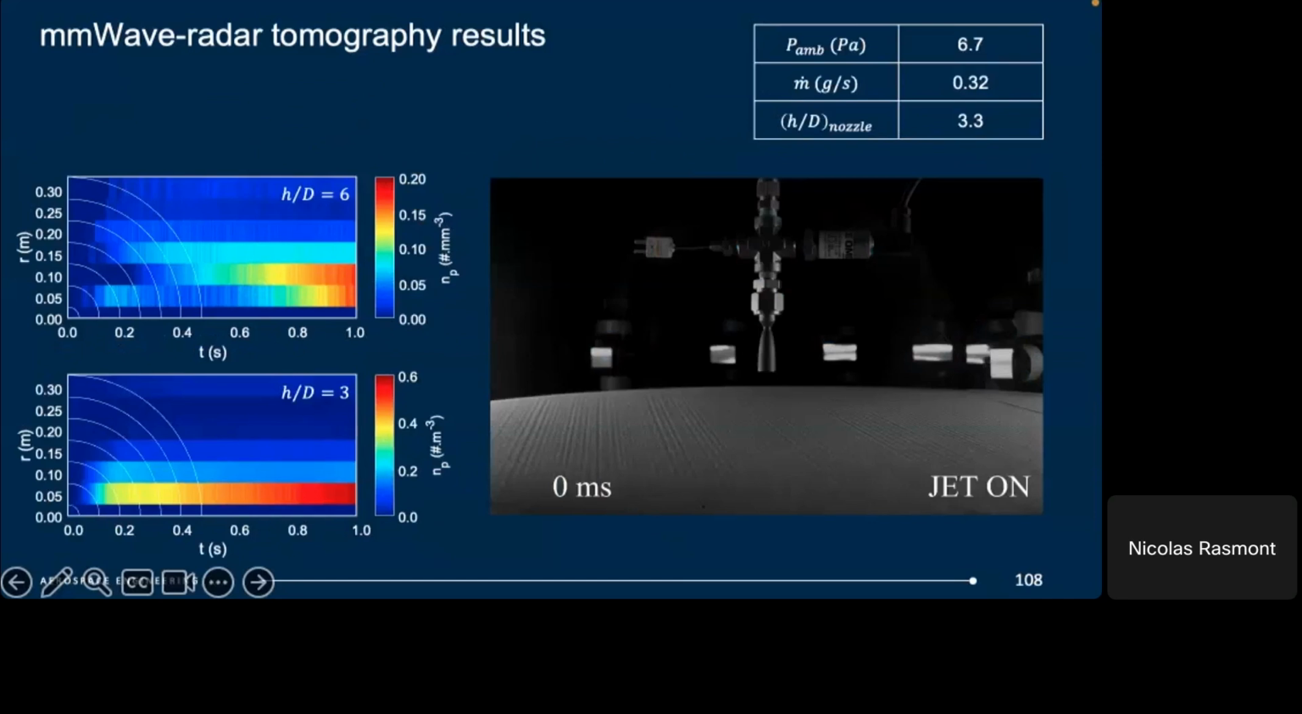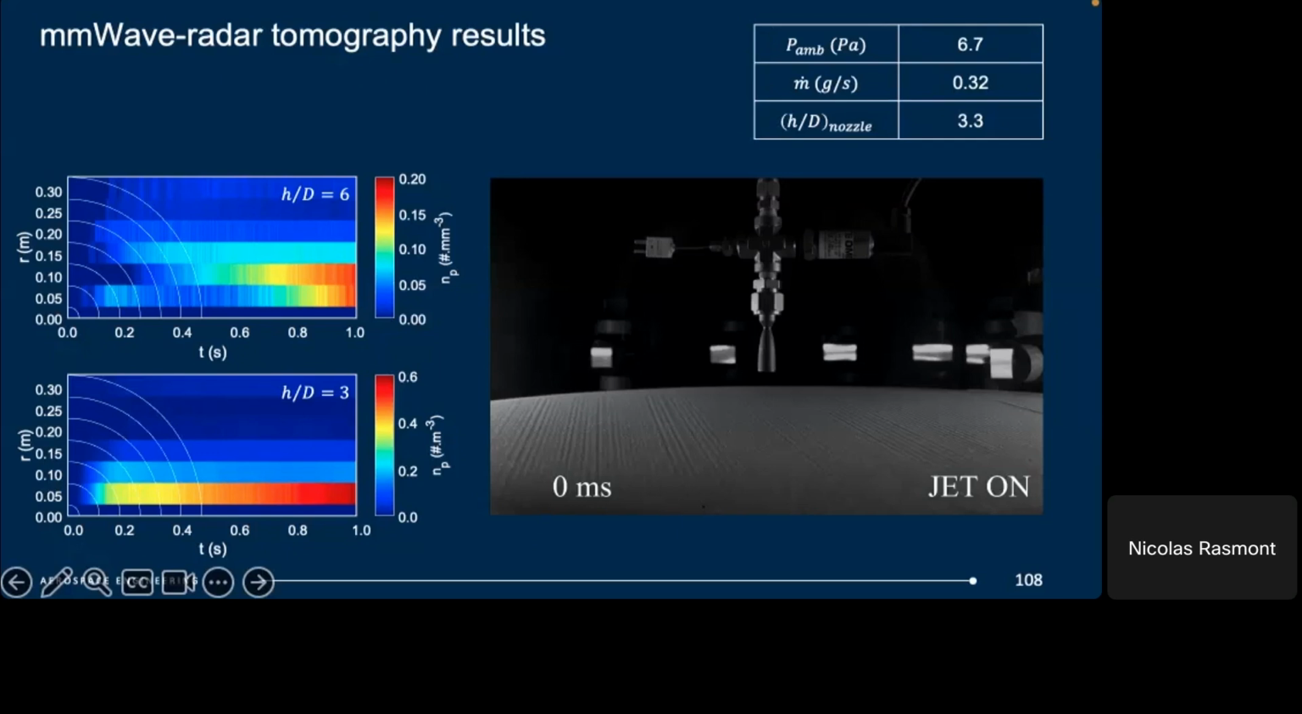So here I'm going to show you some of the results that we have obtained for the test case that I highlighted before. The maps that you see on the left are concentration maps measured by the radar. How to read those plots: on the y-axis is the distance to the nozzle. As I said, it's an axisymmetric location; we assume that the plume is axisymmetric. And on the x-axis is the time. So this presents the concentration measured by the radar as a color map as a function of position and time.